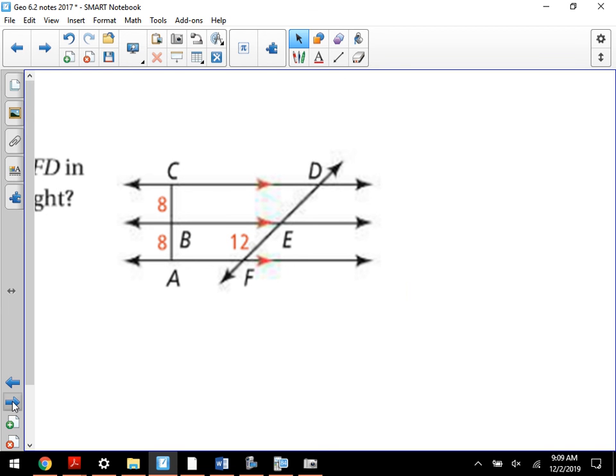All you need is this. Are those three things parallel? Yeah. Are these two segments equal? Yeah. So what's that missing segment?